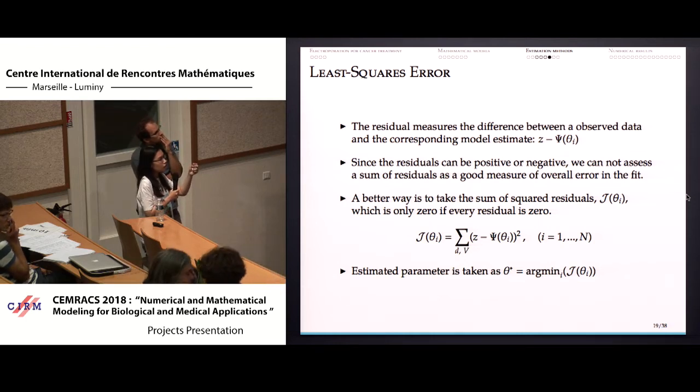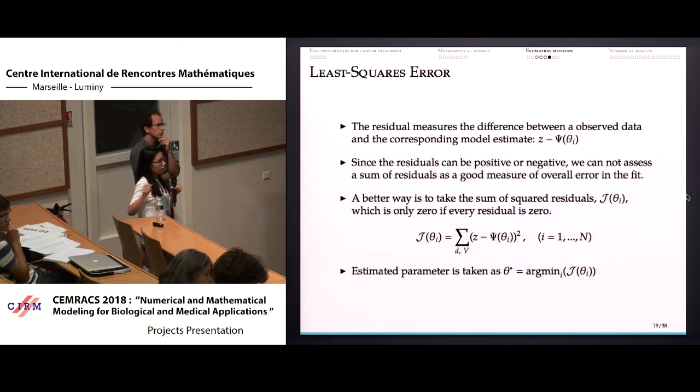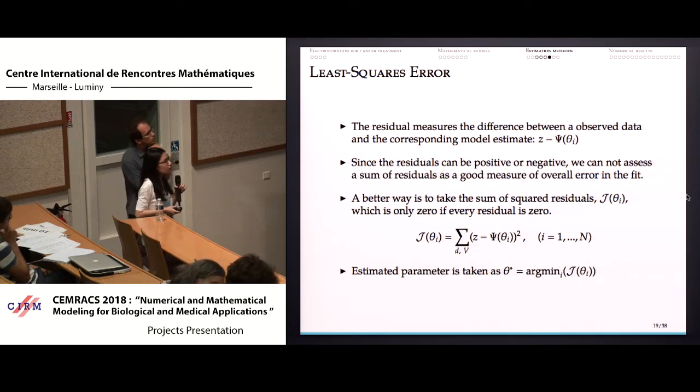We are not sure whether the residual between them is positive or not, so the better way is to take the sum of the squared residuals. That means the sum of squared residuals is only zero if every residual is zero, and that is best. The estimated parameters are taken as theta star, the argmin of the sum of squares.